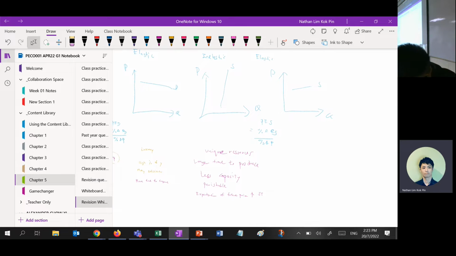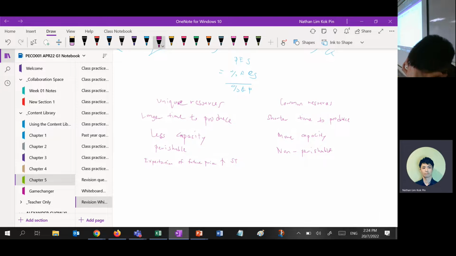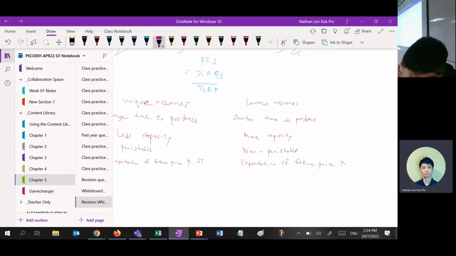So for elastic, it will be common resources, shorter time to produce, more capacity, non-perishable, expectation of future price increase is long term.